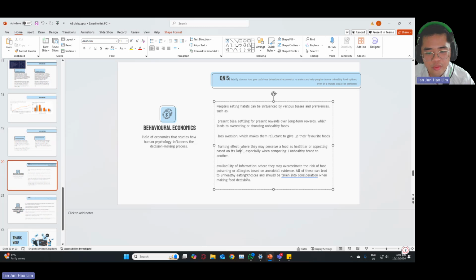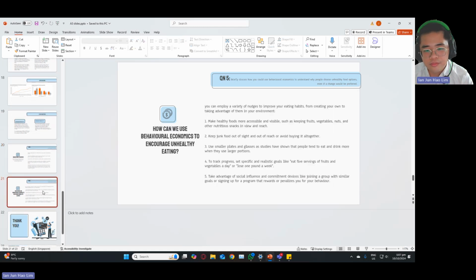Next one is the availability of information, where it's the amount of information available on unhealthy foods, and because of this lack of information, they may just consume the unhealthy food, not knowing what are the side effects and risks that companies have. So how can we use behavioral economics to encourage healthy eating? Sorry, this typo.